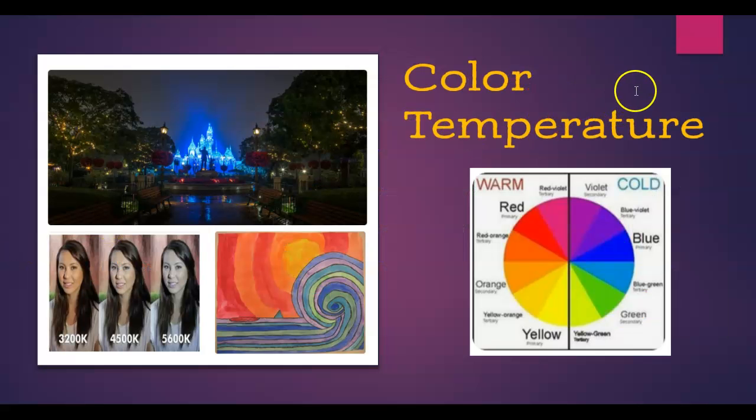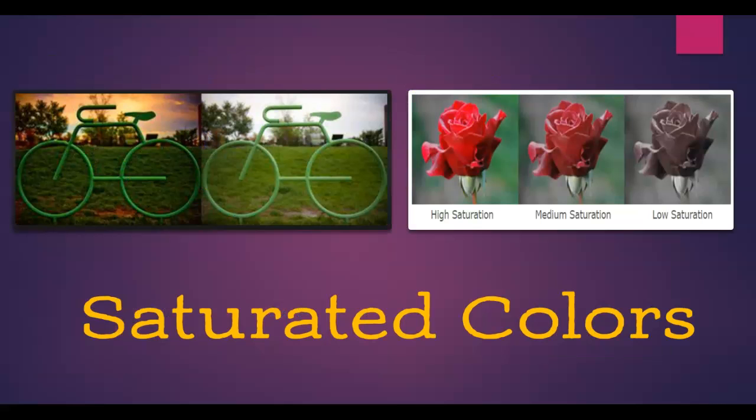The next one is color temperature, the warm and cold colors. Colors on the red side are warm, and the green side of the wheel has the cooler colors. These are my samples: this is the cold, the cooler, and warm. Warm and cooler, the warm and cooler. These are all the samples.